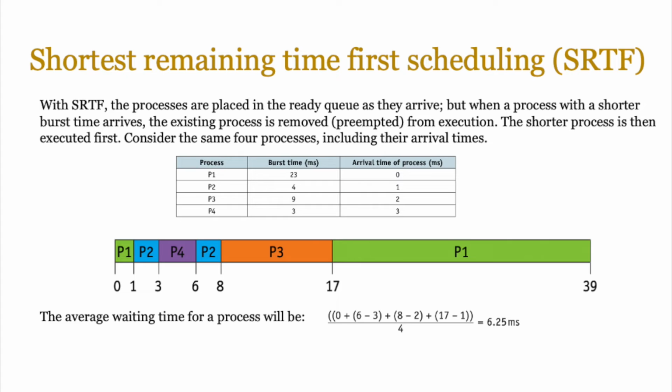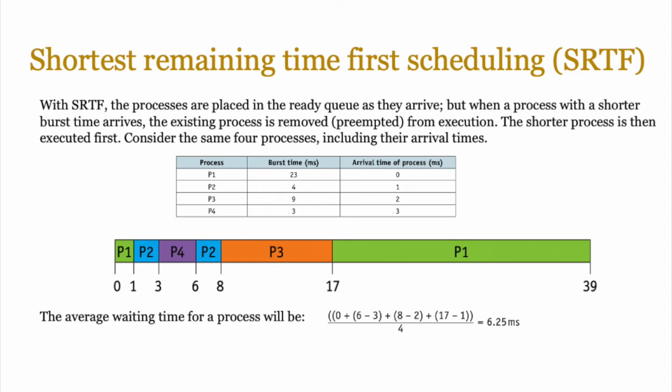Now a millisecond later, P3 arrives, but P2 still has the shortest burst time because it's got 4, P3 has got 9, so we continue with P2. And a millisecond later, P4 arrives. Now P4 has a smaller starting burst time than P2, so the algorithm alters the schedule and P4 goes first.